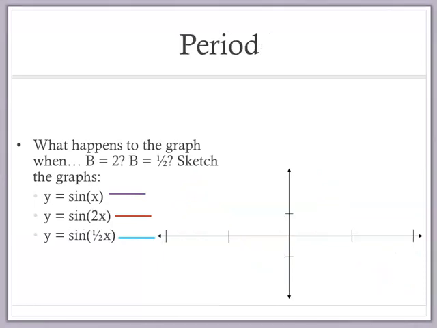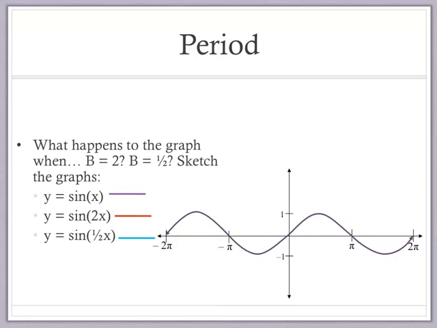All right, let's continue. We're going to talk about the period of the function. So what happens to the graph when b equals 2 or b equals 1/2? Where b, as you can see in the examples I've put here, is the number right next to the x. Okay, so y equals sine of x, we'll draw that out again. So going up to 1, down to -1, and one cycle of the graph is equal to 2 pi.